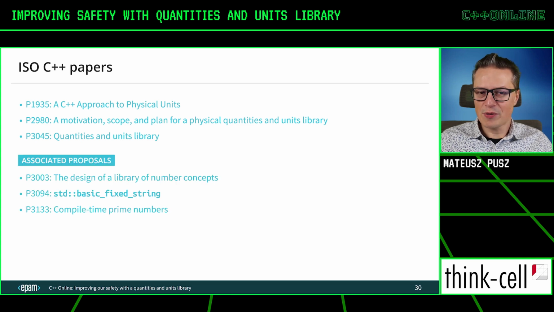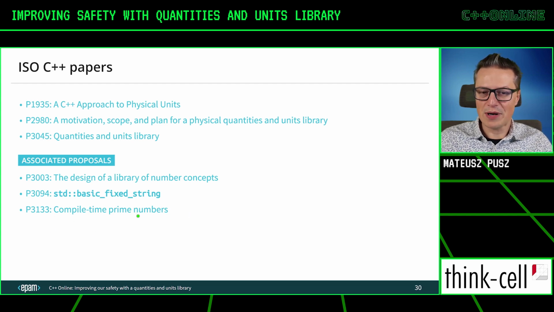There are also some associated proposals that have to be discussed, and hopefully will improve the implementation and make it simpler to implement this library and similar libraries in the future. We want to discuss number concepts in the library. We want to introduce a basic fixed string, so you can provide text for non-type parameters at compile time.